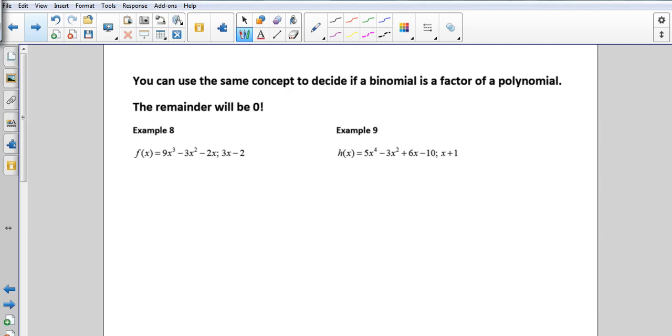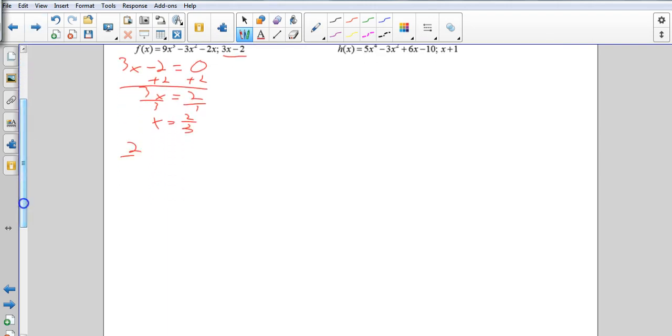Okay, now we're going to do the same thing with 3x minus 2. Remember, first step is to set equal to 0. Add 2 to both sides. 3x equals 2. Divide by 3. X equals 2/3. So now we have our number to put in our box. 2/3.